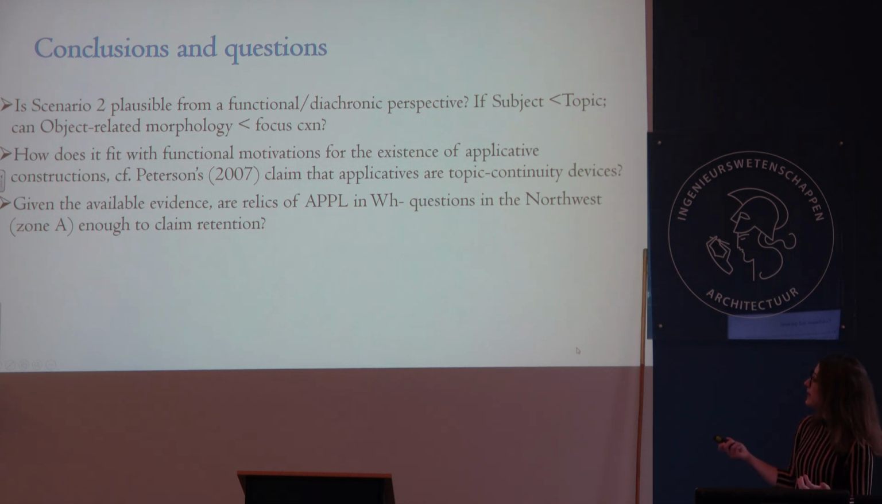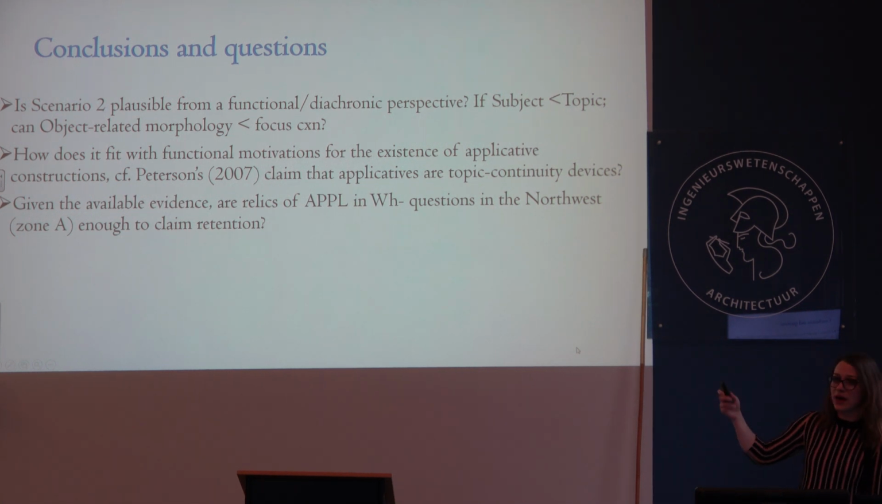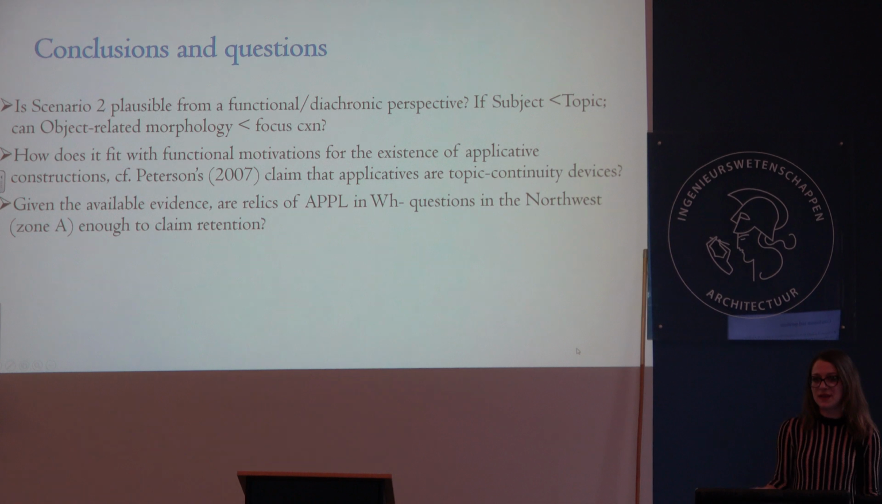And finally, given the available evidence, very scanty as I have shown you, are our relics of the Proto-Bantu applicative suffix -id, if it is -id, in fact, in WH questions in the Northwest, enough to claim retention of type B2, and so of the discourse function? And are those relics enough to say this thing goes back all the way?